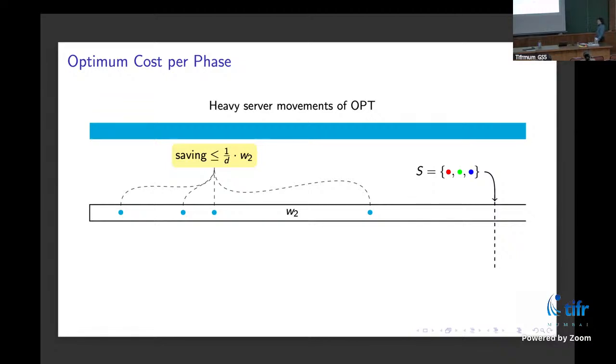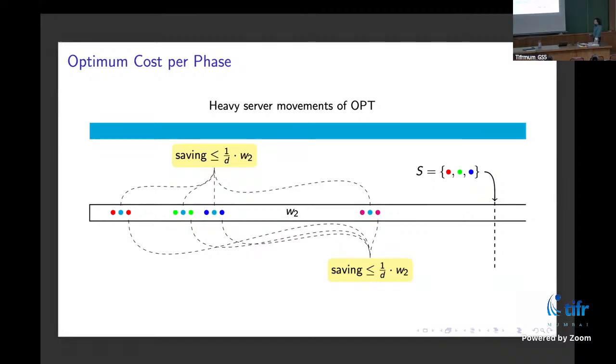Okay, what else are we able to save? Let's just focus on the two requests that surround a cyan request. If they are the same color, which is the case everywhere over here, but in general it need not be the case, right? So if they are the same color, then by keeping the heavy server on the cyan request, the optimum is also saving on the cost of serving the next request. Why? Because when the optimum serves the previous request, it has its lighter server at the same point. Okay, but then how much is this saving? This saving is another 1 over D times W2.